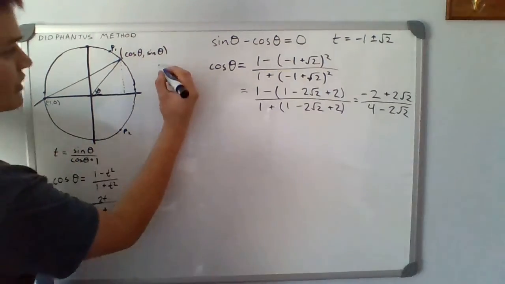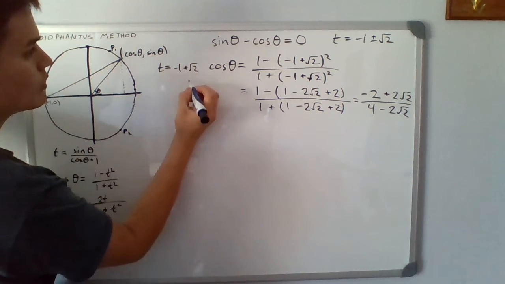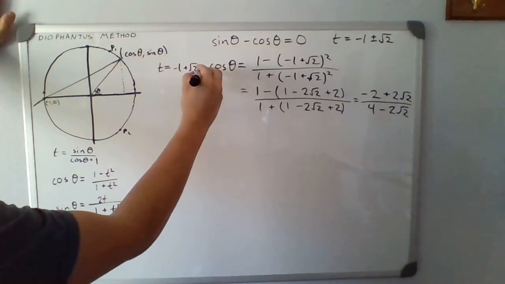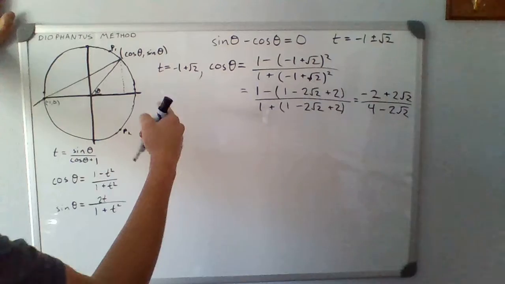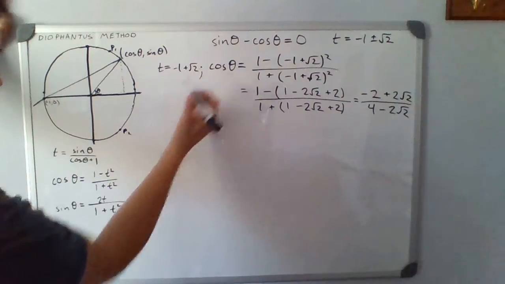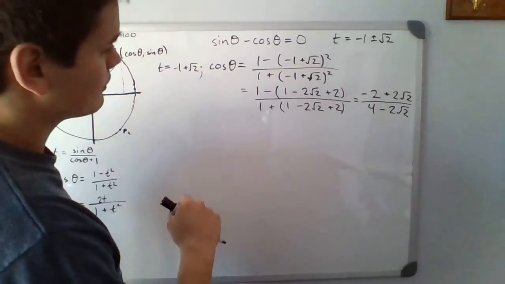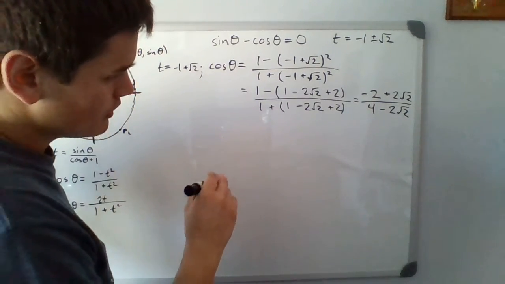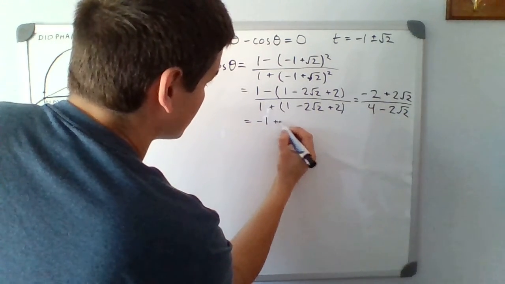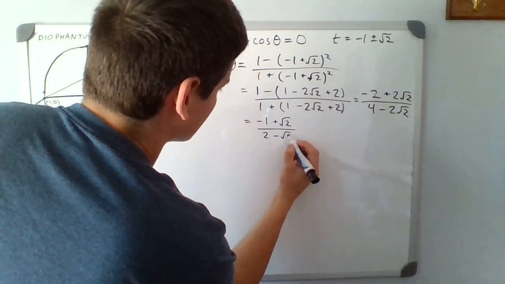So remember, this is the case that t is equal to negative 1 plus the square root of 2. Maybe I'll just write a comma or a semicolon. So just know that this is that case for cosine. Alright, so we can change this. That's negative 1 plus the square root of 2 divided by 2 minus the square root of 2.